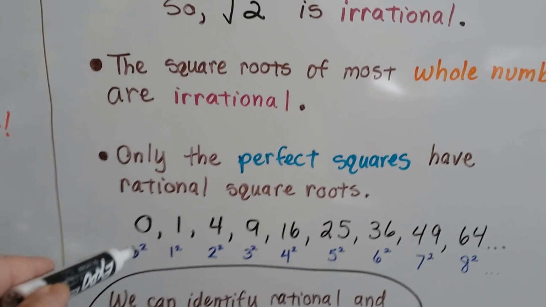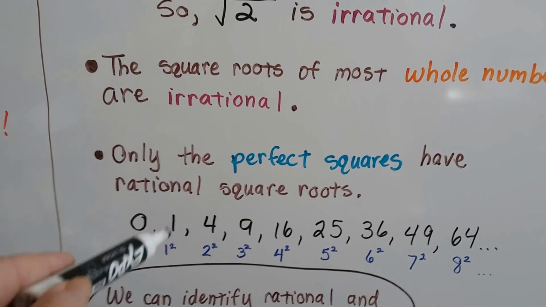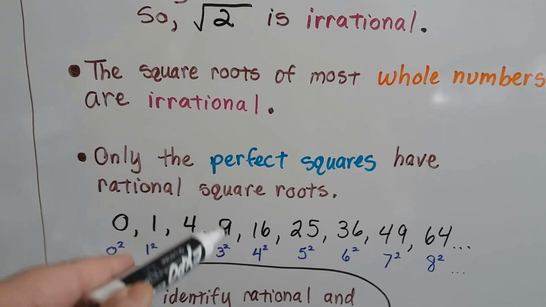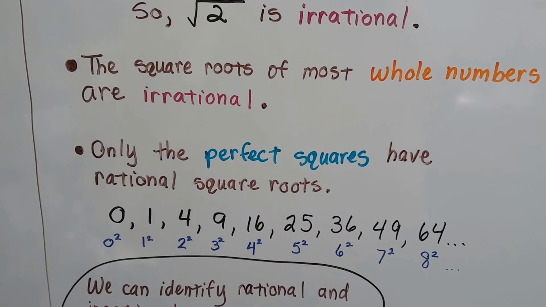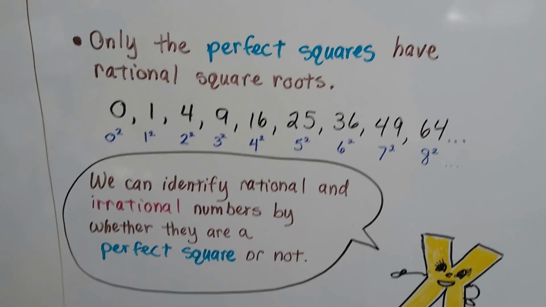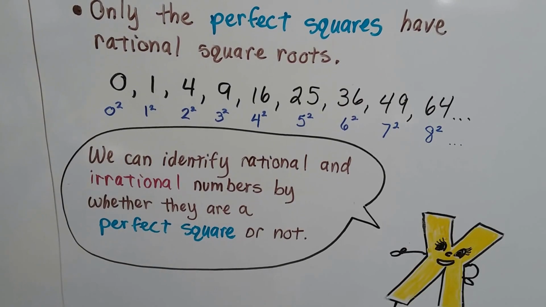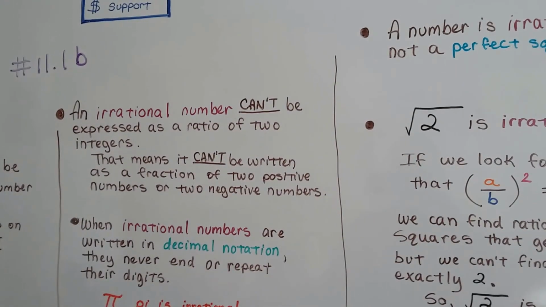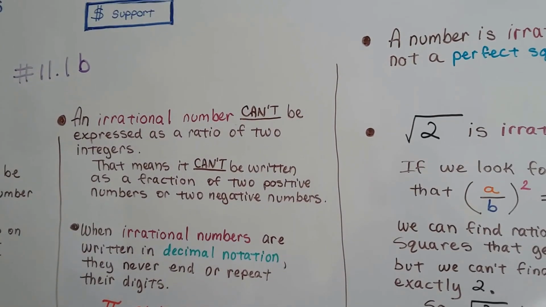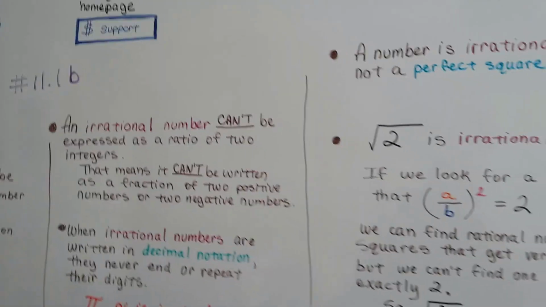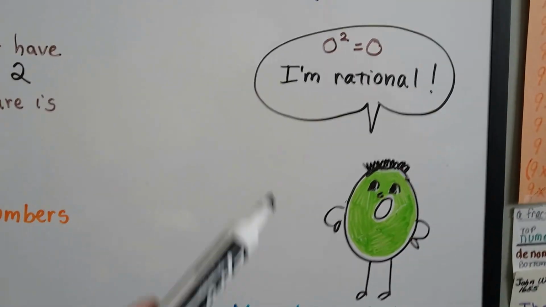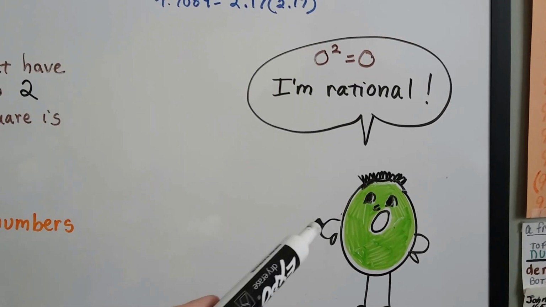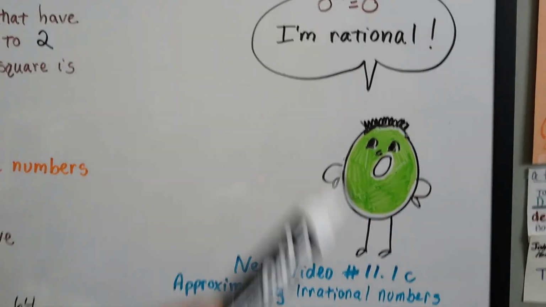So 0 squared is 0. 1 squared is 1. 2 squared is 4. 3 squared is 9. See? Those are perfect squares, and they have rational square roots. We can identify rational and irrational numbers by whether they have a perfect square or not, or if they can be expressed as a ratio of two integers. Can they be written as a fraction, positive or negative? Remember that little 0? The square of 0 is 0, and he's rational because of that.